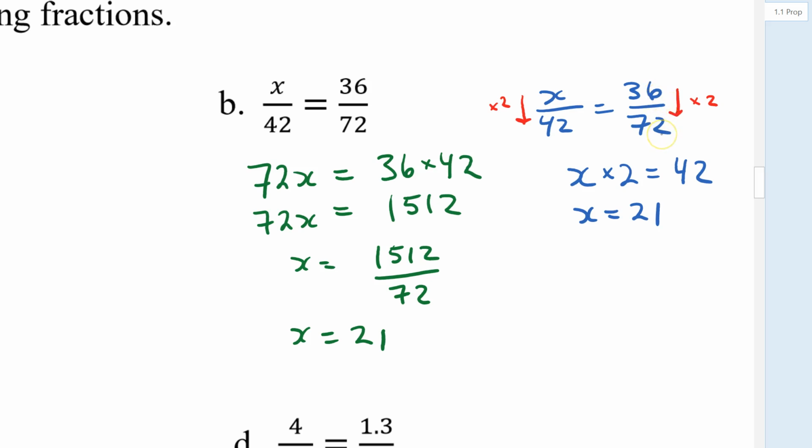36 times 2 is 72, or you can say the number on the top is half of what's on the bottom, so what's half of 42? 21. So there you go, kind of cool.